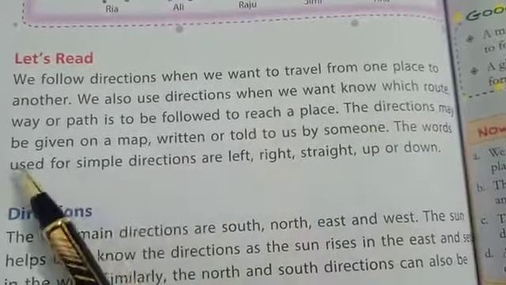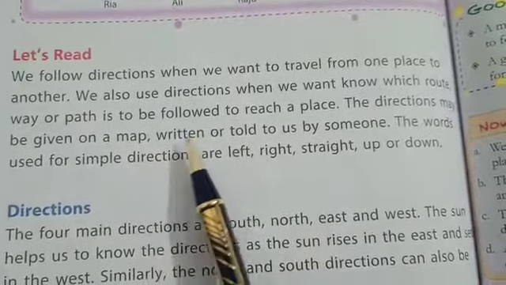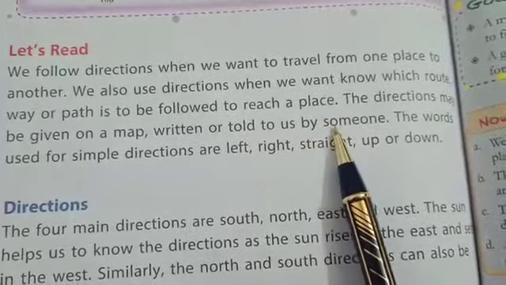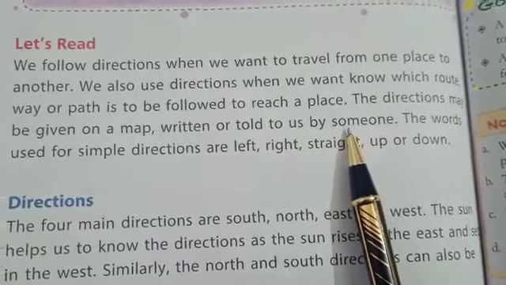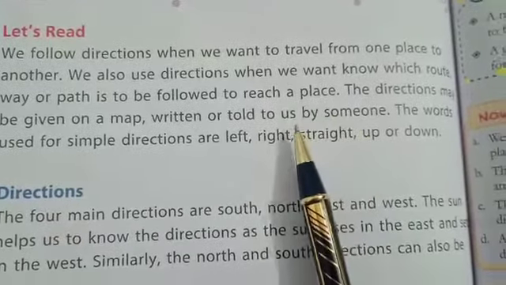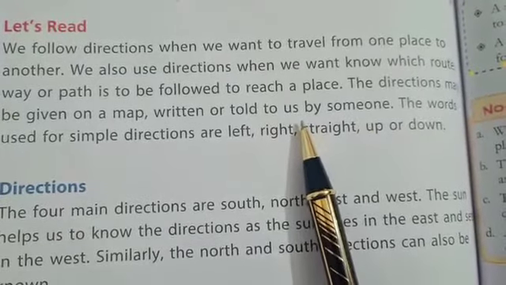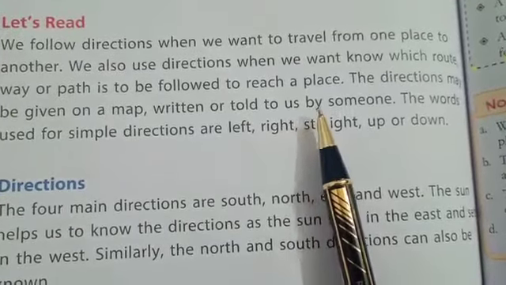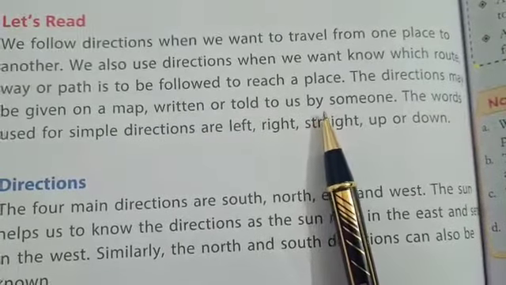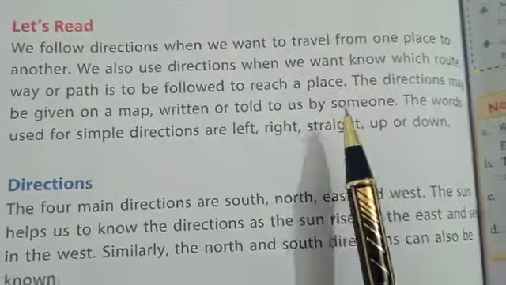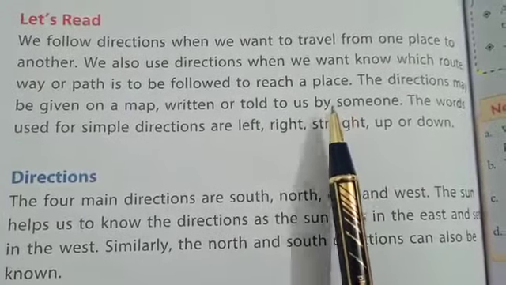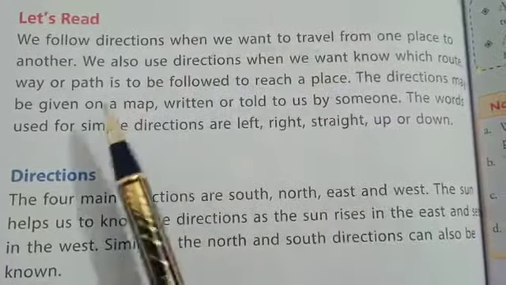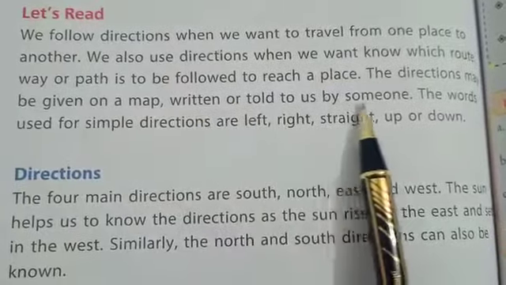The directions may be given on a map, written or told to us by someone. Like in Google Maps also, we come to know directions, and sometimes we ask other people also that we have to reach that place. Can you please tell us the way to that particular place? So this way we come to know about the directions. It may be given on a map, written or told to us by someone.